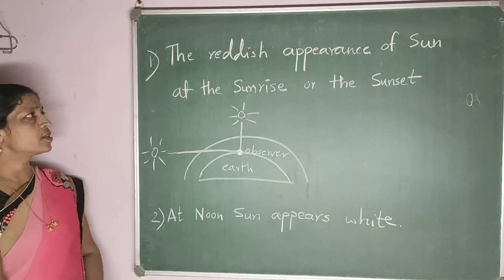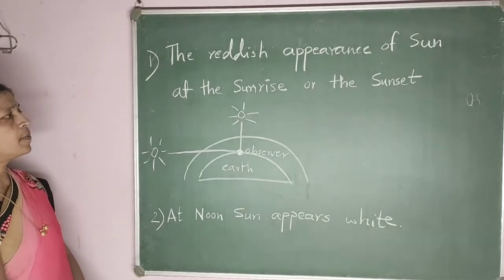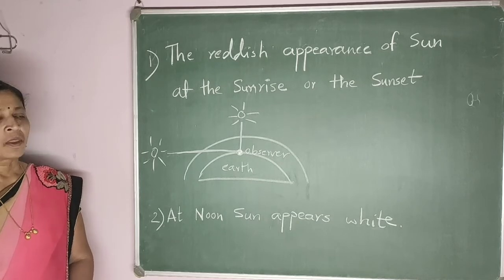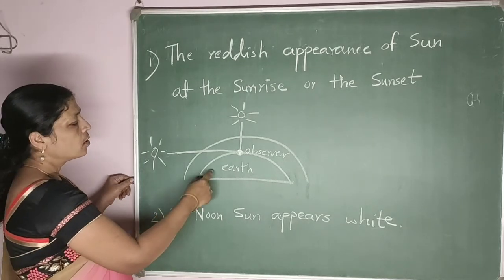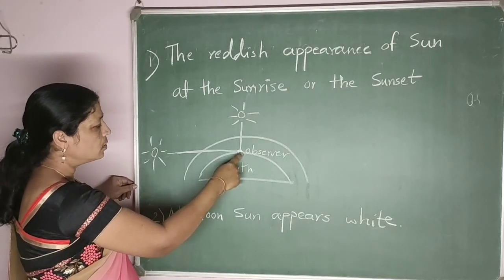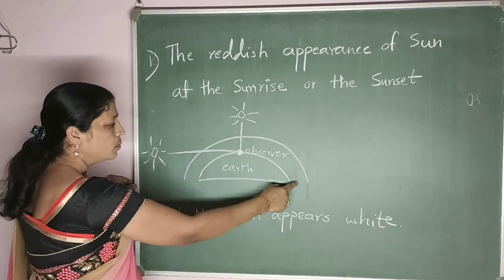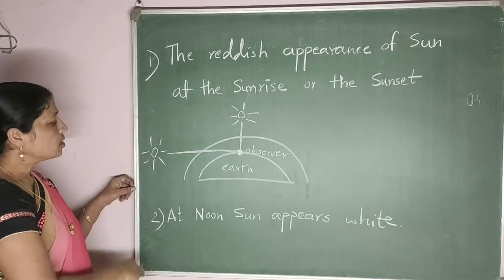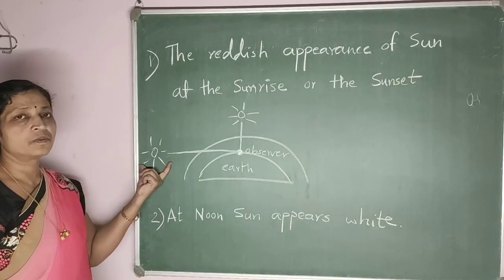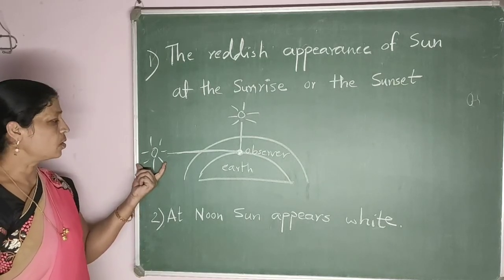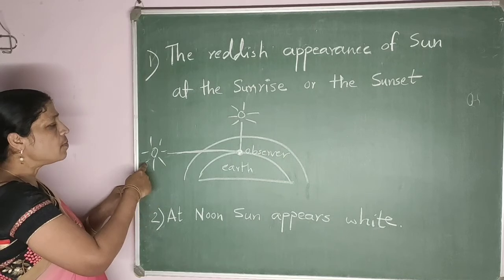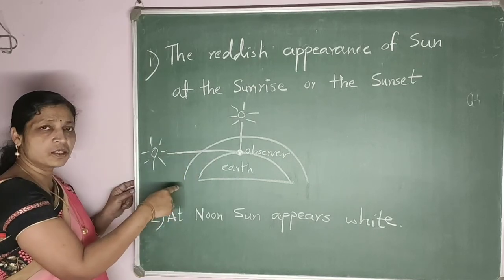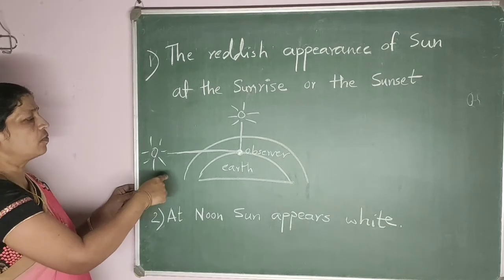Let us see 2 more reasons. The reddish appearance of the sun at sunrise or sunset. As you see in the diagram, the observer is on the surface of the earth. This is the atmosphere of earth. When it is sunrise or sunset, the sun is near the horizon. So the sunlight coming from the sun has to pass a larger distance and thick layers of the atmosphere.